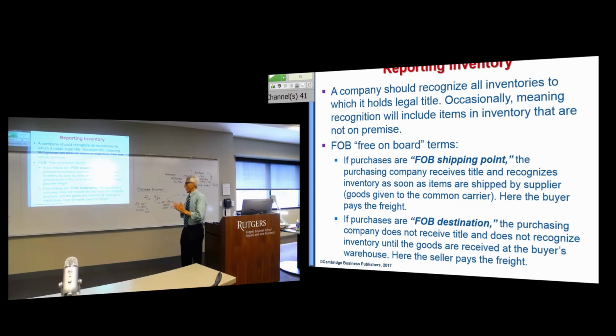Destination, this is where it's free shipping for the buyer. The goods are still in my inventory, so if I'm the seller and I ship to you FOB destination, first, I still have title to those goods while they're in transit. Second, I'm responsible for the freight. So the seller pays the freight. The seller keeps title until the goods reach the destination.